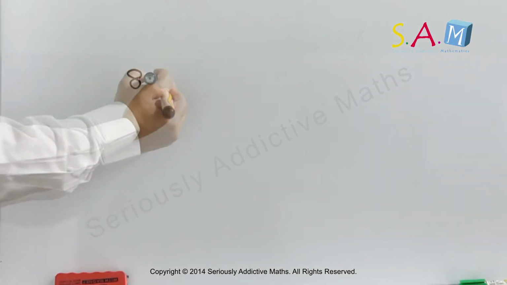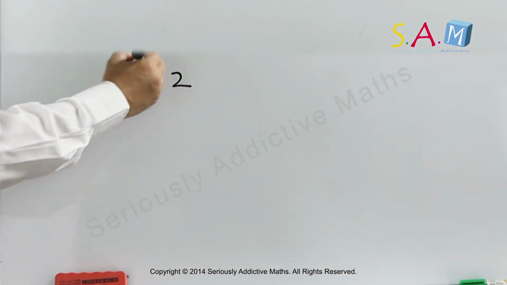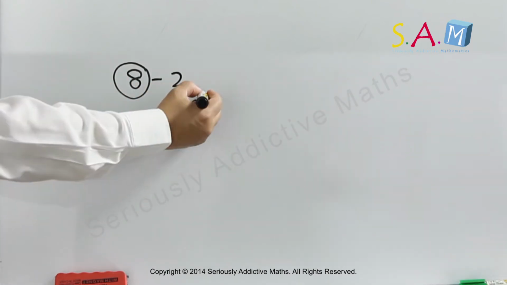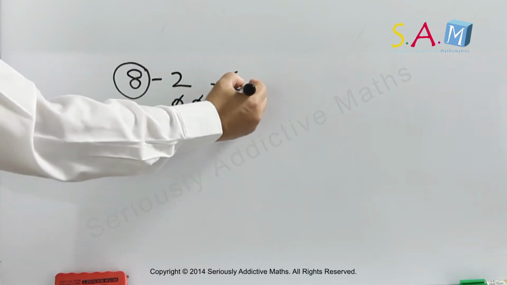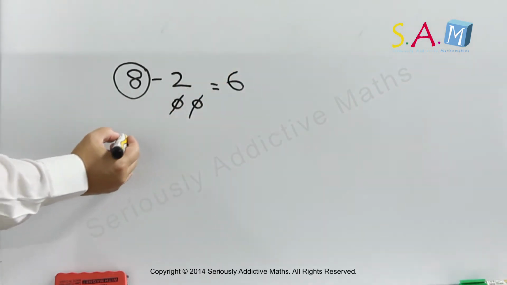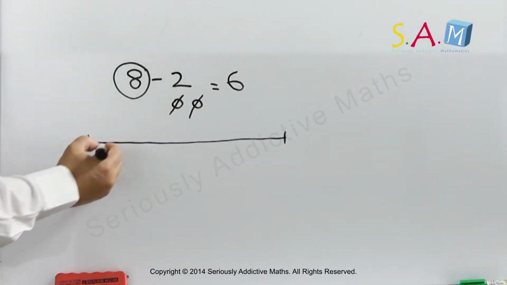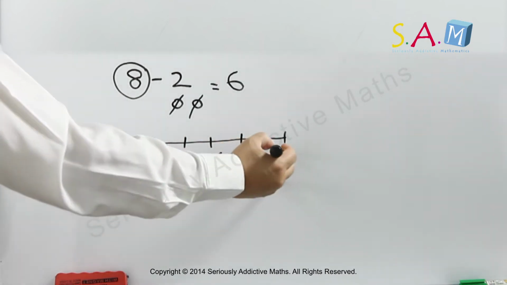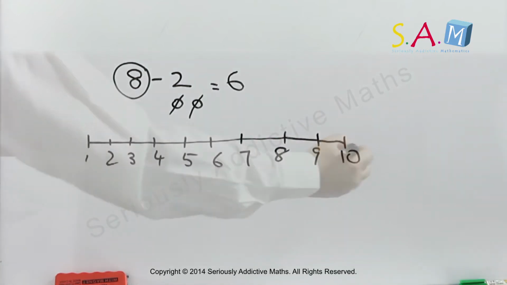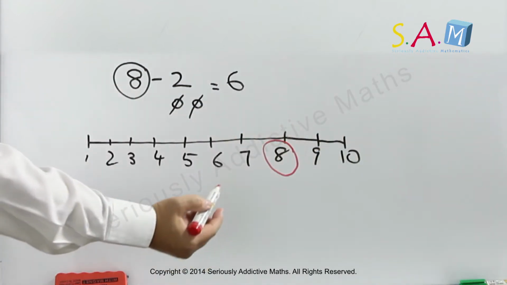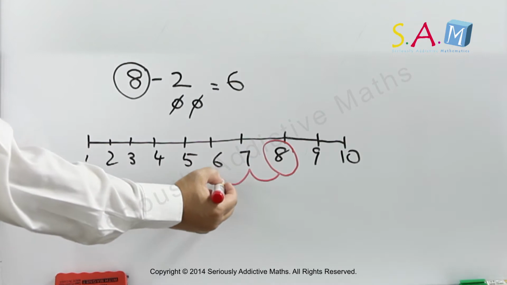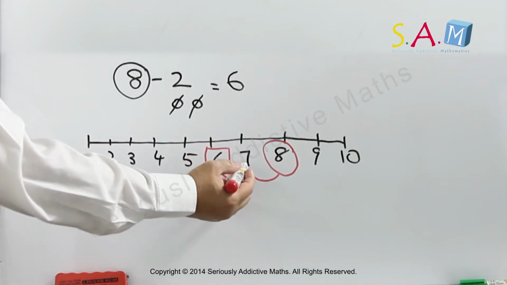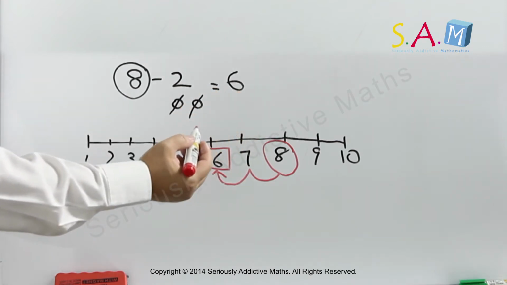Example, 8 take away 2. 8, count backwards 2: 8, 7, 6. The answer is 6. I'm going to show this on the number line. 1, 2, 3, 4, 5, 6, 7, 8, 9, 10. So I have 8, count backwards, 7, 6.